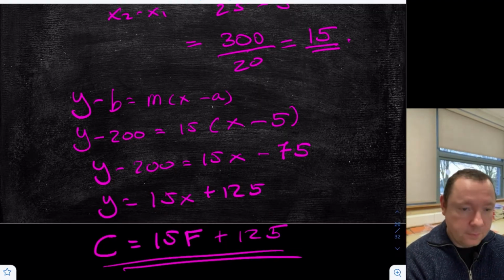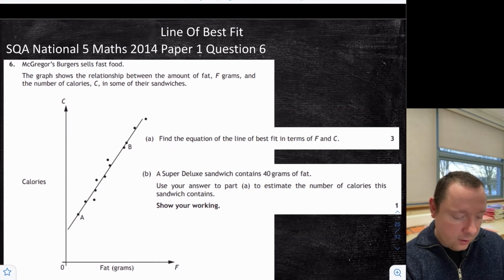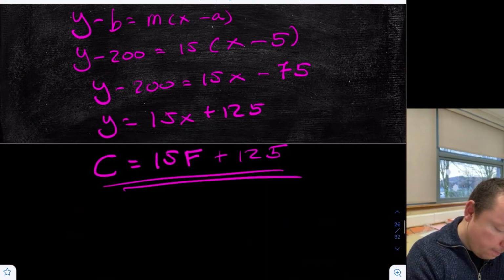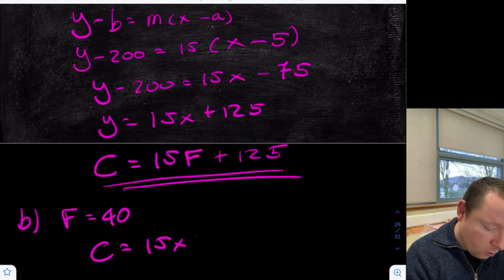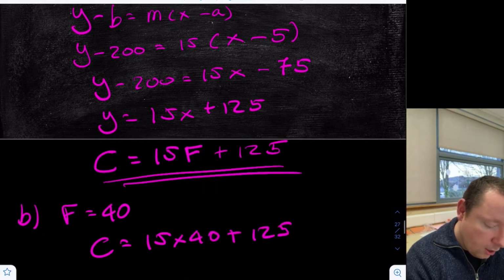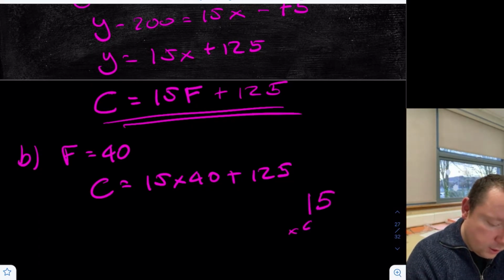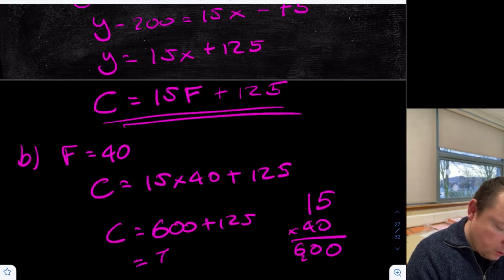Let's move on to part B. Part B says a super deluxe sandwich contains 40 grams of fat. Use your answer to A to calculate the calories. So we're just substituting 40 in for F. So for part B, F equals 40. So C equals 15 times 40 plus 125. A little bit of work to do, 15 times 40. So 15 times 40. You've got 0, 4 5s is 20, 4 1s is 4, 5, 6. So C equals 600 plus 125, which is 725 calories. And we're done there.